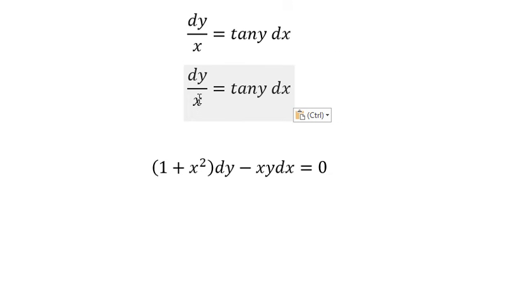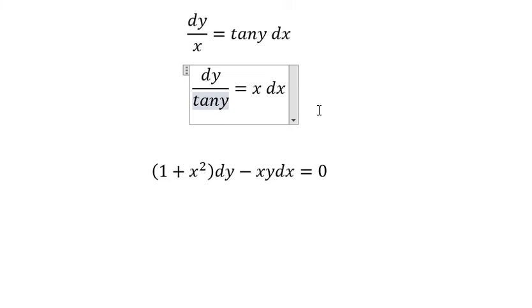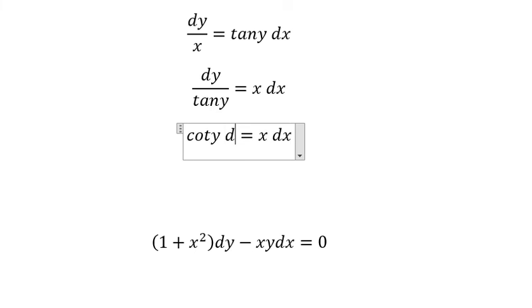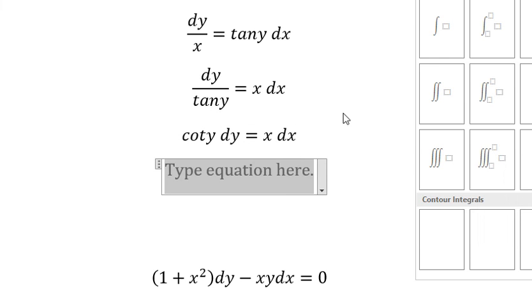Tan y we put on the left, x we put on the right. This one we got about cosine y dy. Next, we put the integration for the both sides.